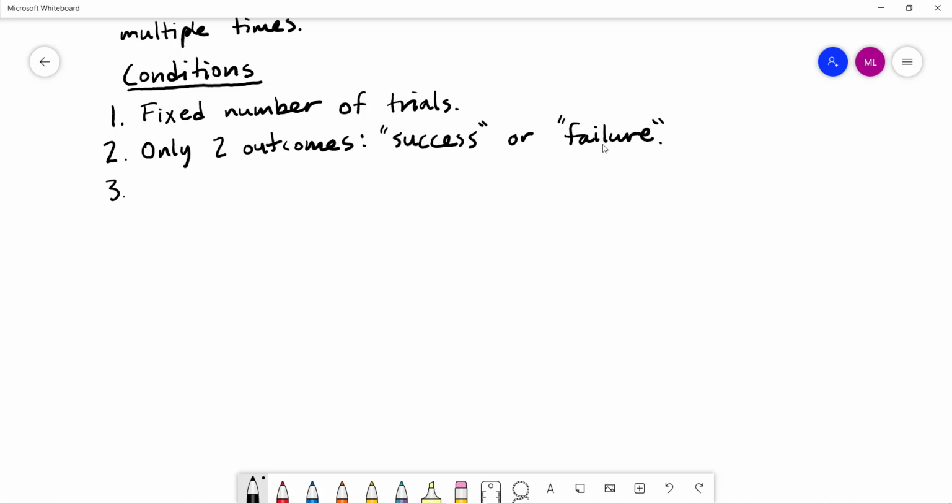The third condition is that the probability of success needs to be the same for every single trial. It can't change from one trial to the next. Every time we repeat the experiment, the probability of having a success has to be the same.